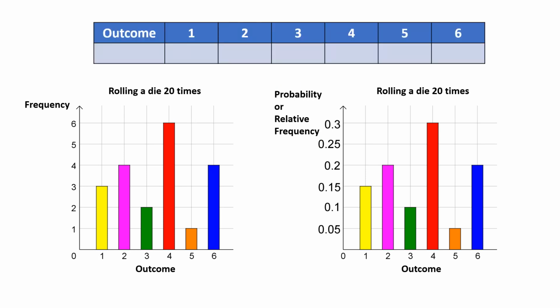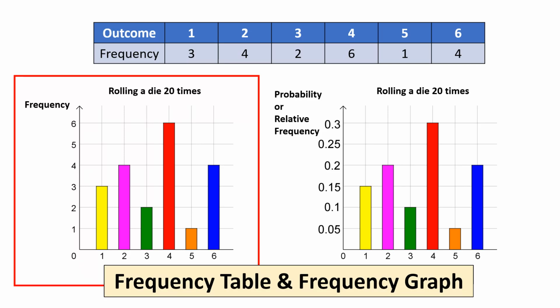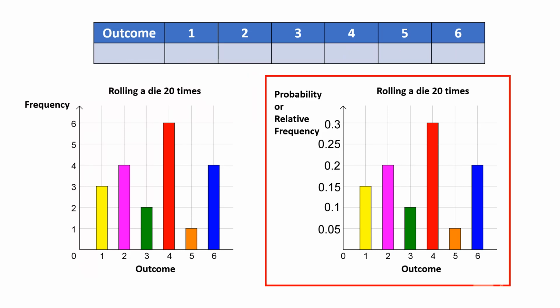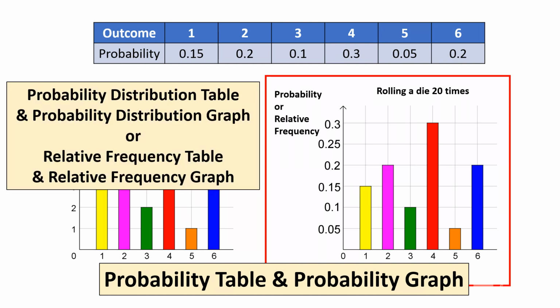Now, when we have a table or a graph that has frequency, we call it a frequency table and frequency graph. But if we change it to a distribution where we have probability, we call it a probability table and probability graph, and it has other names such as probability distribution table or graph, or relative frequency table or graph.